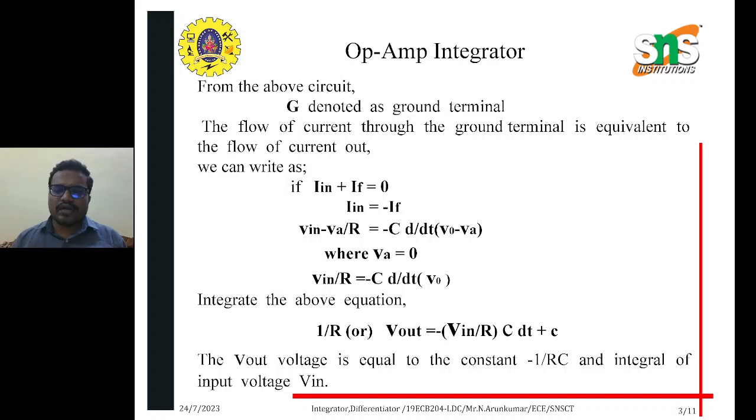Here we are going to calculate the value of the output voltage, because based on the output voltage only can we know about the pulse of the corresponding input signal. So we calculate the output voltage as V naught equal to minus Vin by R into C, integrated over dt, plus a constant, because it is an integration operation. Here the capacitor performs the integration of the input signal. The final equation of the output voltage is minus Vin by R into C, plus a constant.